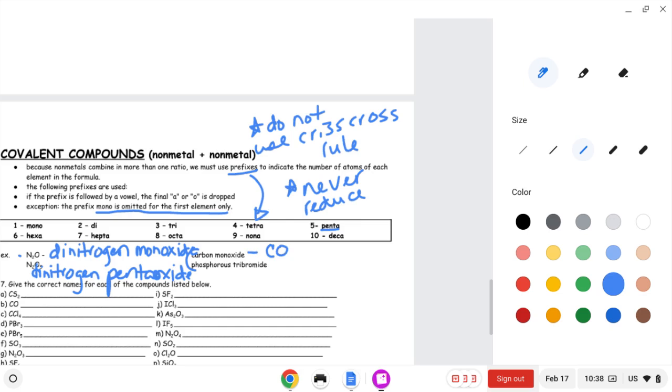The next one is phosphorus tribromide. If there's no prefix in front of phosphorus, I know that I only have 1 phosphorus in the formula. And then bromide would be bromine, and there's a tribromide, so that means that I have 3 bromines. Again, notice that we're not using the crisscross rule, and we're not reducing if we can. We couldn't in those particular examples. So just be aware of that. Covalent compounds are much simpler than ionics.